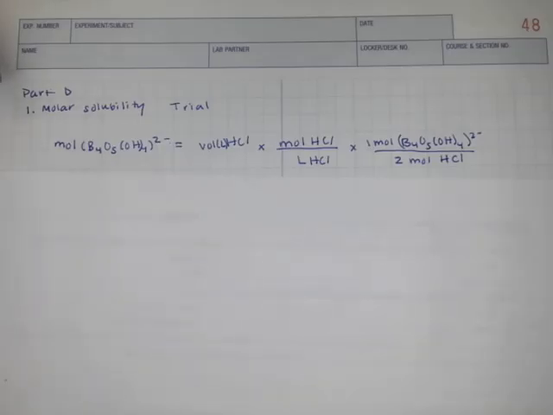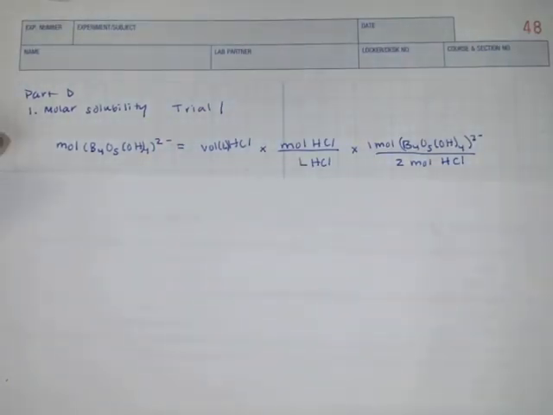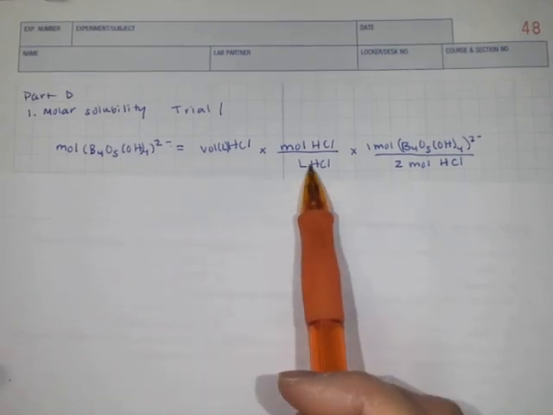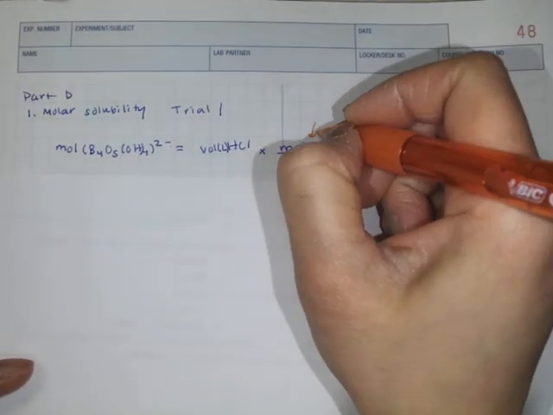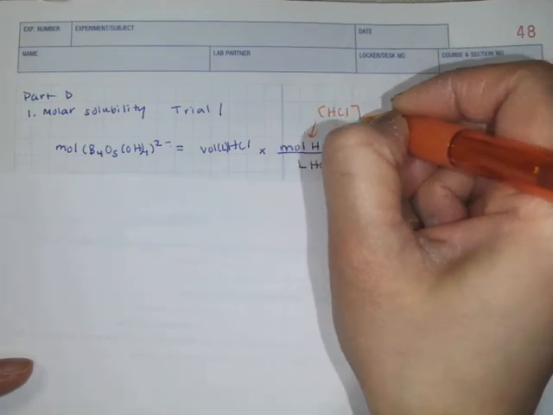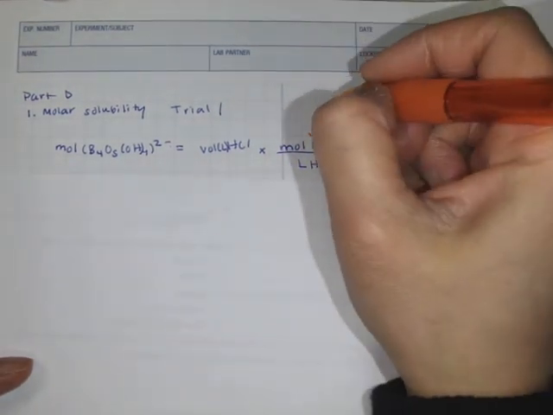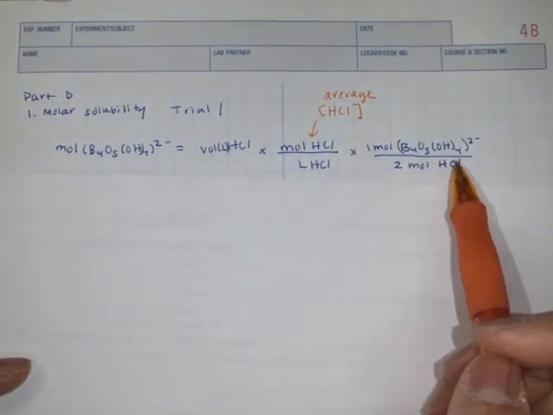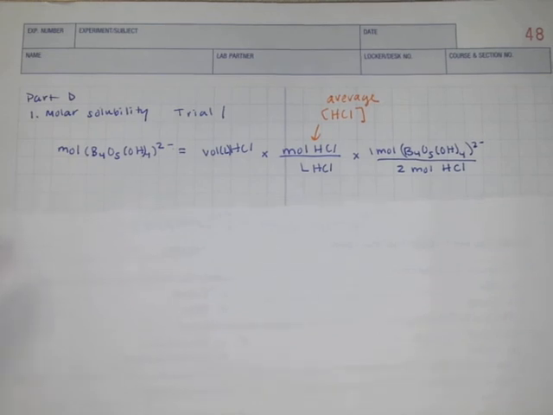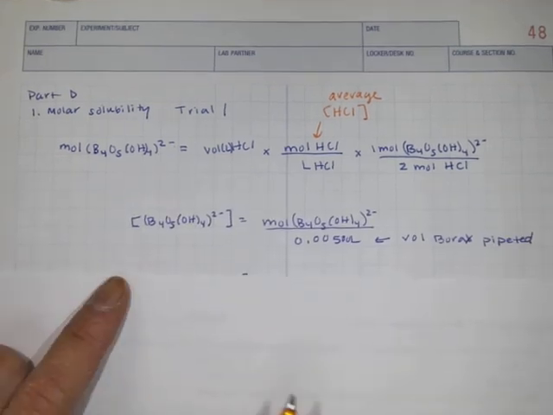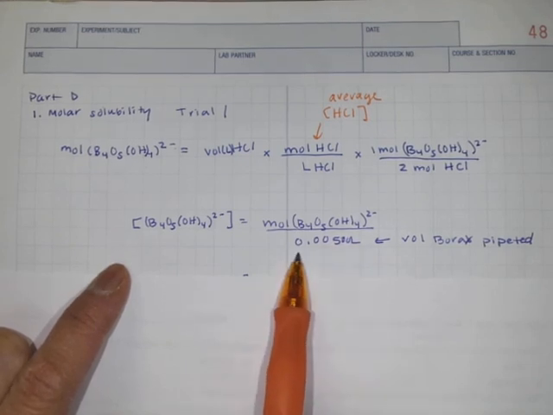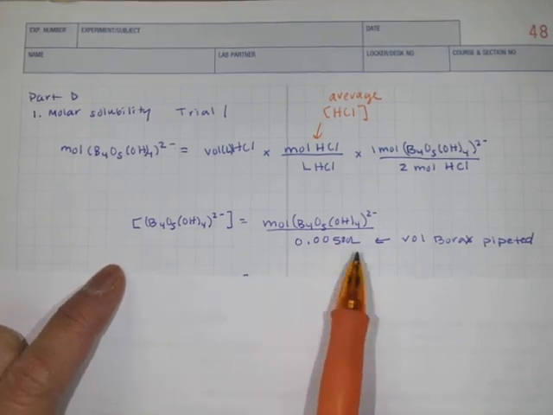To get to the molar solubility, this is for trial 1. You have moles of the borax equals the volume of HCl titrated times the concentration. This is the concentration of HCl that you just determined on the last page, and use the average. And then that's going to be times 1 mole of borax over 2 moles of HCl. Again, to find the concentration, we have moles of borax over the 0.00500 liters.